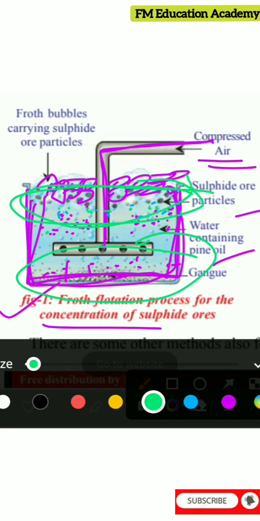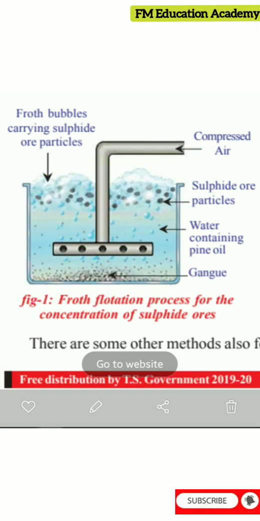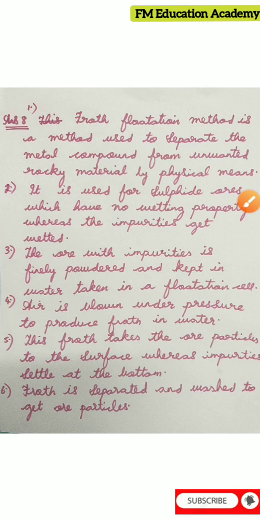Ore is settled at the top with the help of froth and impurities are settled at the bottom when air is passed. That is the froth flotation process used for sulfide ores. For getting ores from sulfide, we use this method. Okay, now we'll write it in steps. These steps are there in your textbook.